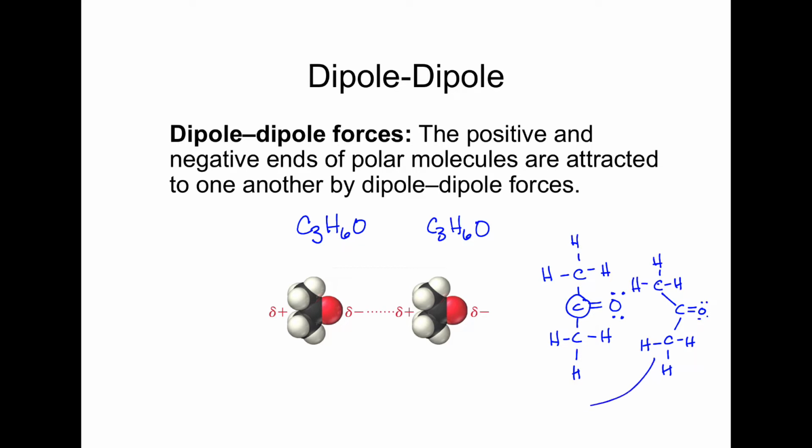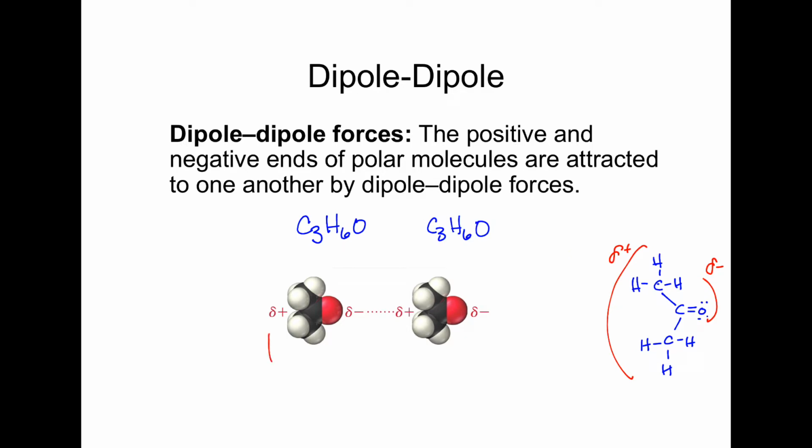And that's what we're seeing here. The reason why we have this partial negative charge and partial positive charge is that when we look at our Lewis dot structure, the lone pairs around the oxygen make that the electron-rich side, and this side that just has the hydrogens with no lone pair is the partial positive side, the electron-poor side.